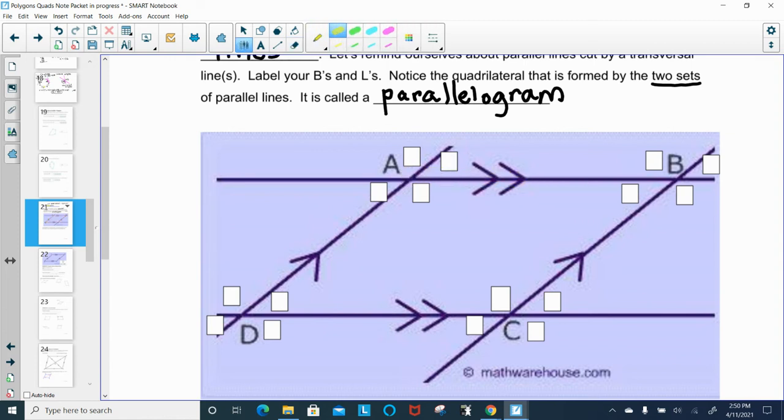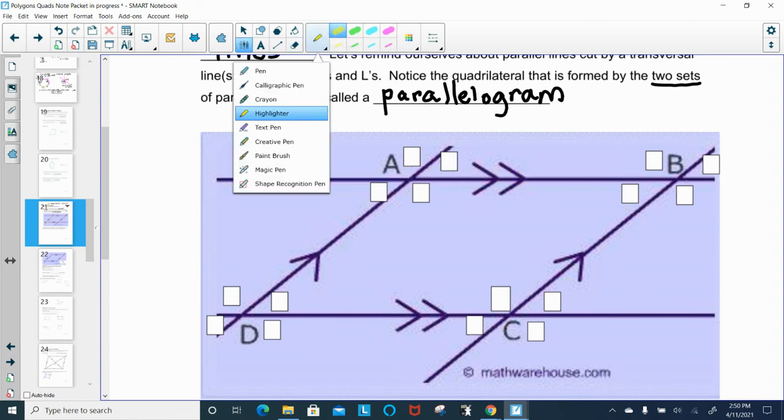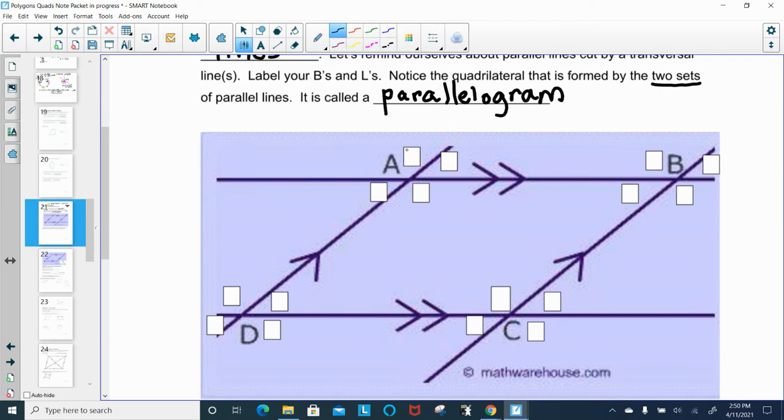Now, when we had parallel lines before, we labeled B's and L's. So let's do it. B, B, L, L, B, B. We're going to do it a couple times. In fact, we're going to do it more again after this picture. Get it back into your brain. Because these relationships that we already know about with the B's and the L's are going to help us to understand the parallelogram a little bit better.